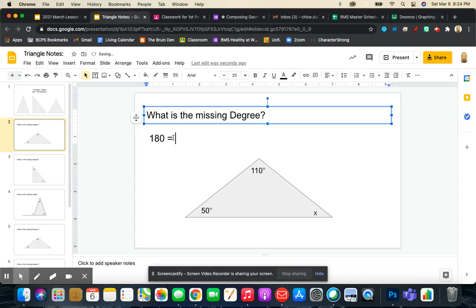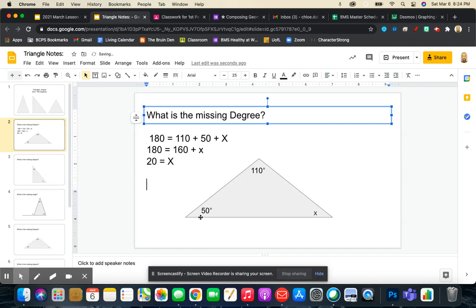So 180 degrees is still going to equal angle 1 plus angle 2 plus angle 3. We can combine our like terms. This is 260 plus x. Subtract 160 from both sides. We end up with 20 equals x. Your x value is 20.